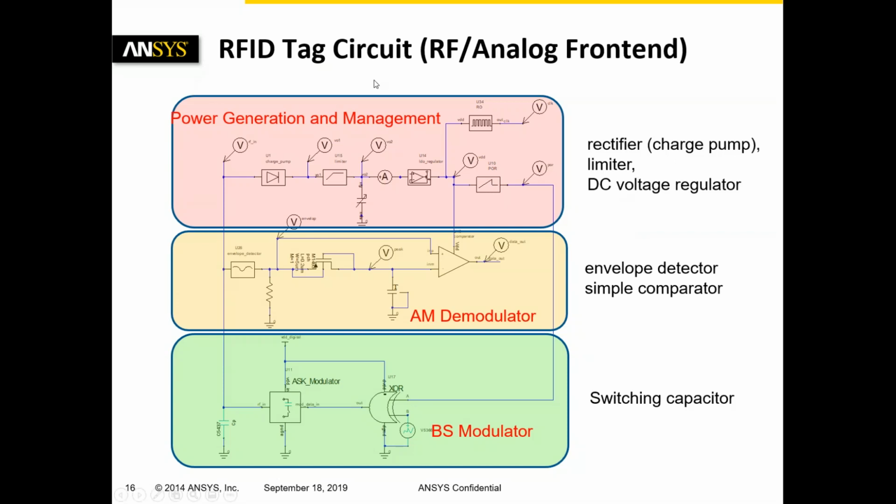So then the RFID tag circuit, we can also build the power generation and management, AM demodulator, and the BS modulator. So for the power generation and management, there's going to be rectifier, limiter, DC voltage regulator. On the AM demodulator, there's going to be envelope detector and a simple comparator. And on the BS modulator, there's switch and capacitor with a logic gate.